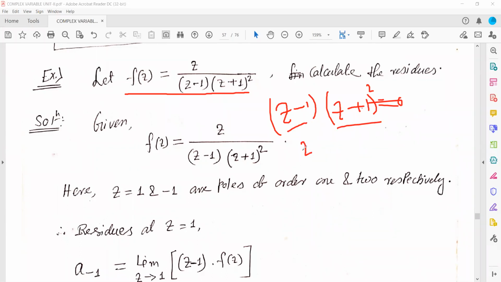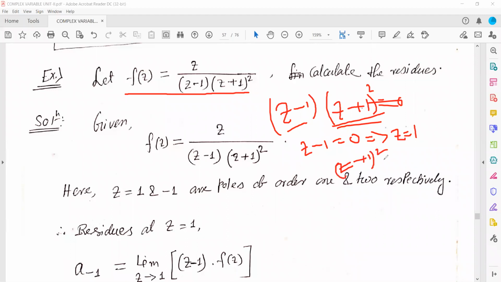If z - 1 = 0, then z = 1. And how many 1s are there? Only one. So z = 1 is a simple pole. You got one pole. Then next, if this is equal to 0, z + 1 whole square is equal to 0.